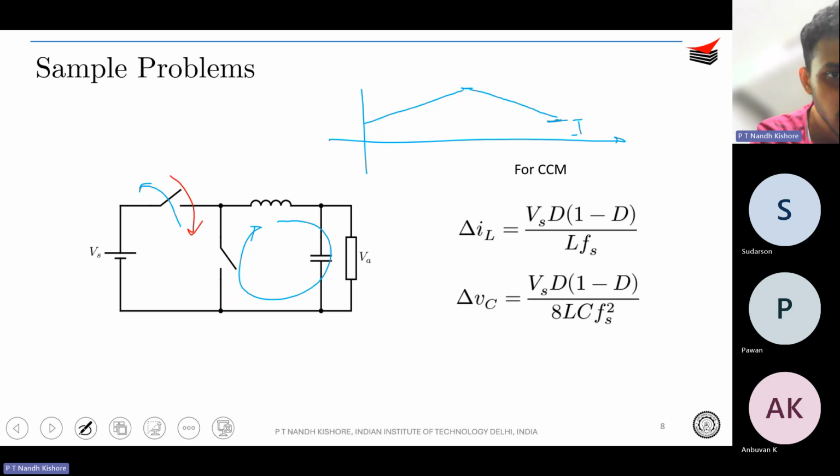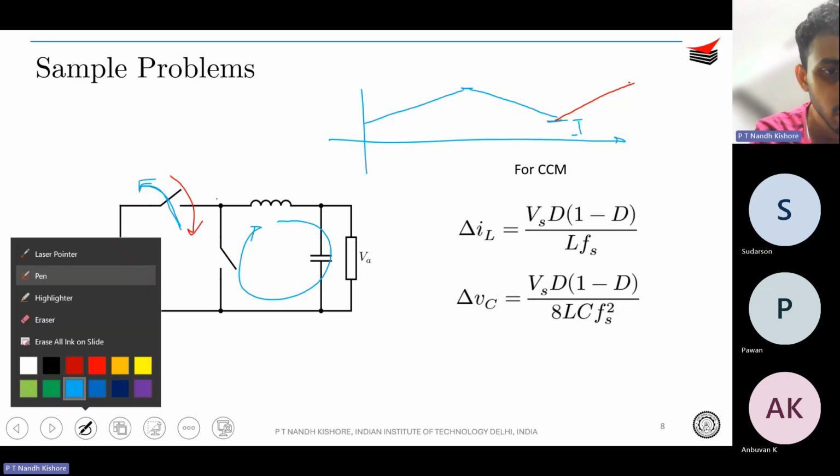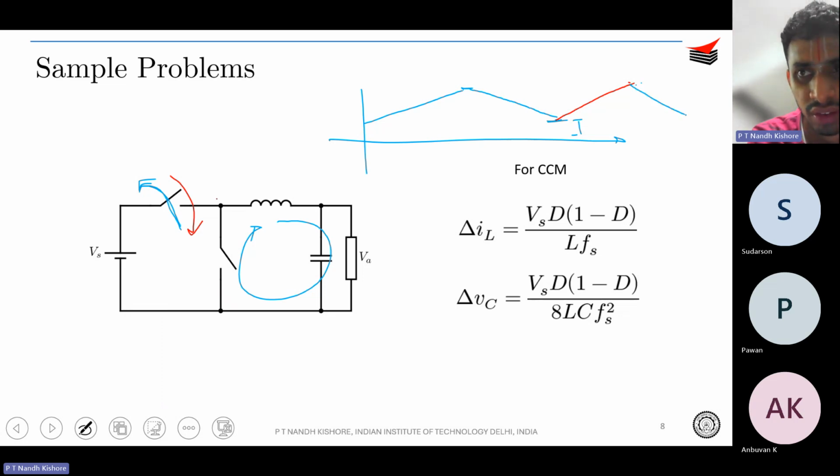Okay, they will again turn on the switch. So again, the inductor current starts charging. When it hits I max, they will turn off the switch again. Therefore, the inductor current falls, and when it hits I min, they will turn on the switch again. Okay, so the cycle continues.